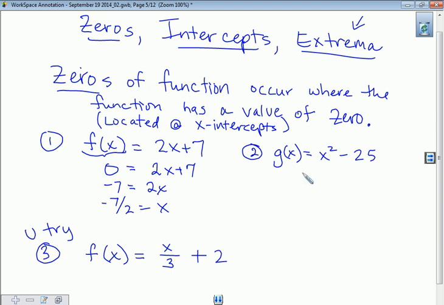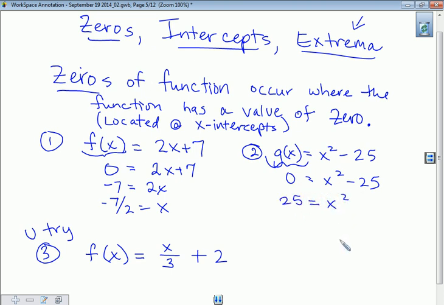Okay, let's take a look at our second function. G of x equals x squared minus 25. So if we want to find the zeros of this function, we rewrite it as 0 equals x squared minus 25. That tells us where this function, g of x, has a value of 0. We substituted it in for g of x. So we'll solve this. Obviously, move the 25 over.